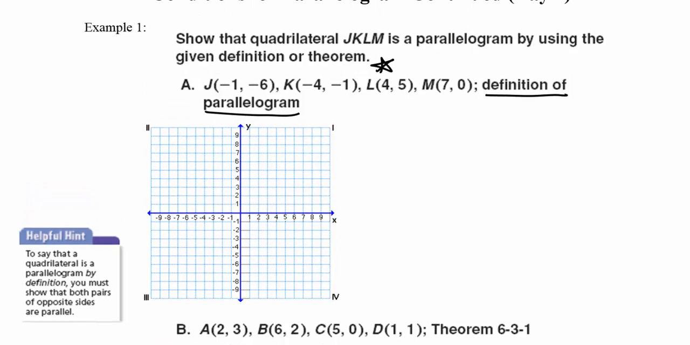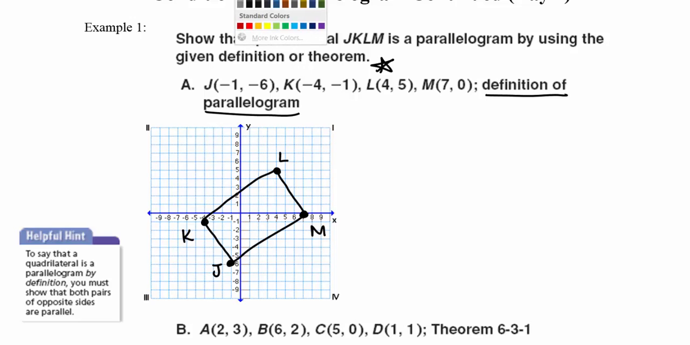So the first thing we're going to do is put this on our paper. So -1, -6 is J. K is at -4, -1. L is at 4, 5. And M is at 7, 0. So there's our shape. And we need to prove that both sets of opposite sides are parallel.